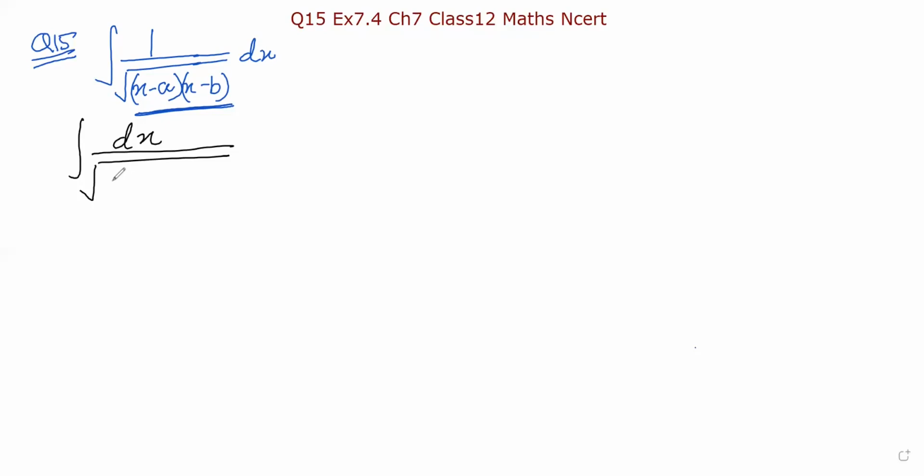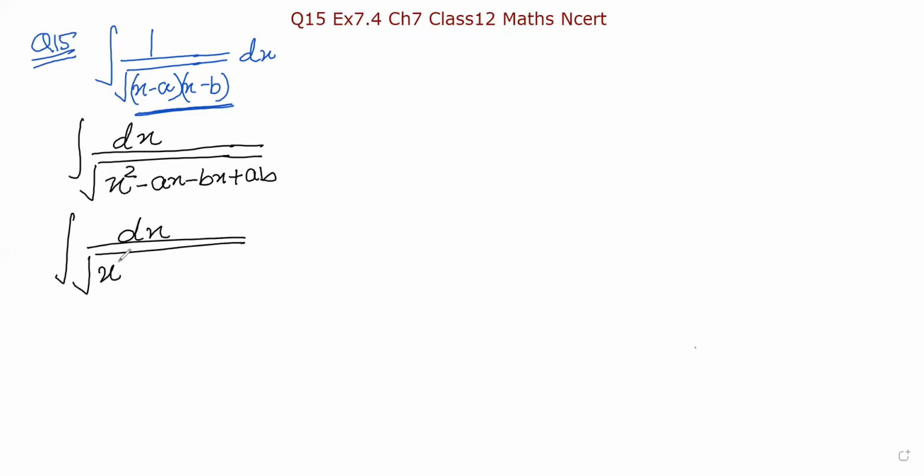If I multiply, it will be x square minus ax minus bx plus ab. Simply after multiplication, I'm getting this. Now, if I look at this carefully, I can see in the middle two terms, I have minus x common. So I can write it as minus (a plus b) into x plus ab.